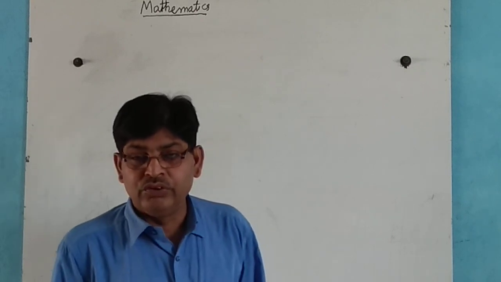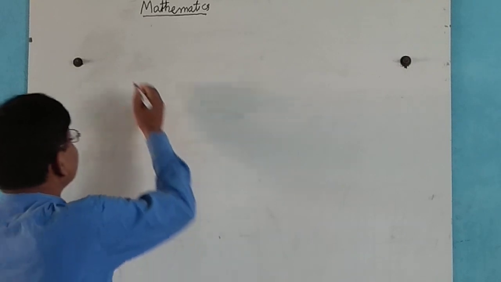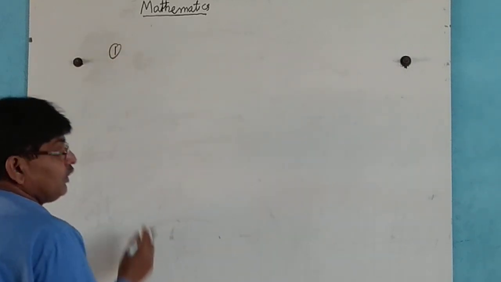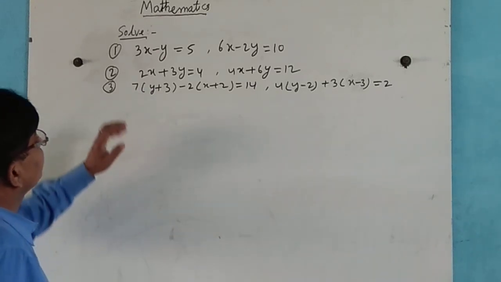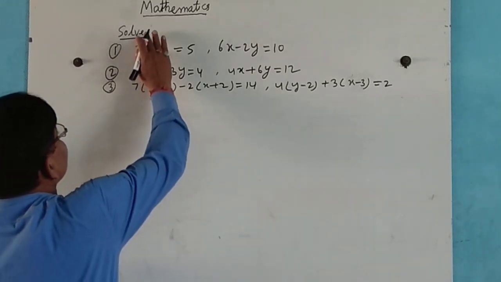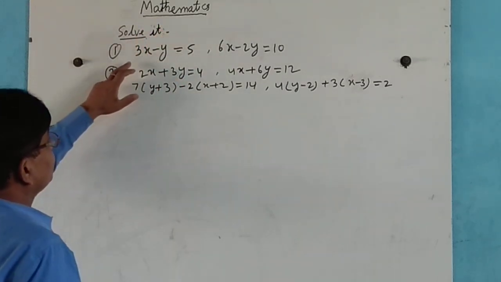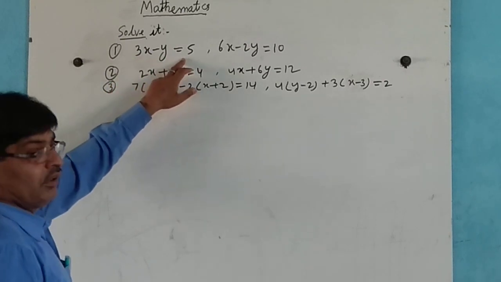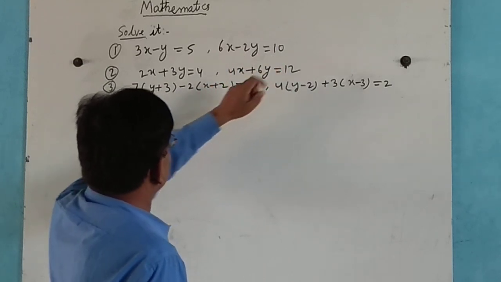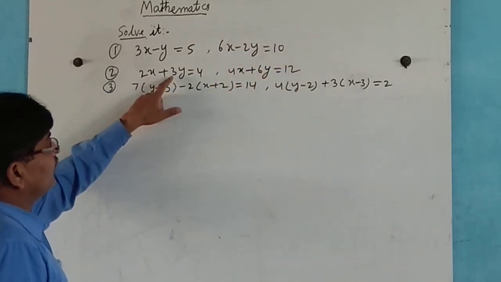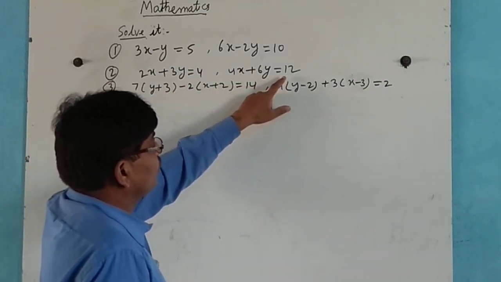Today we solve some problems. First, now solve it. First question: 3x minus y equal to 5 and 6x minus 2y equal to 10. Second question: 2x plus 3y equal to 4 and 4x plus 6y equal to 12.